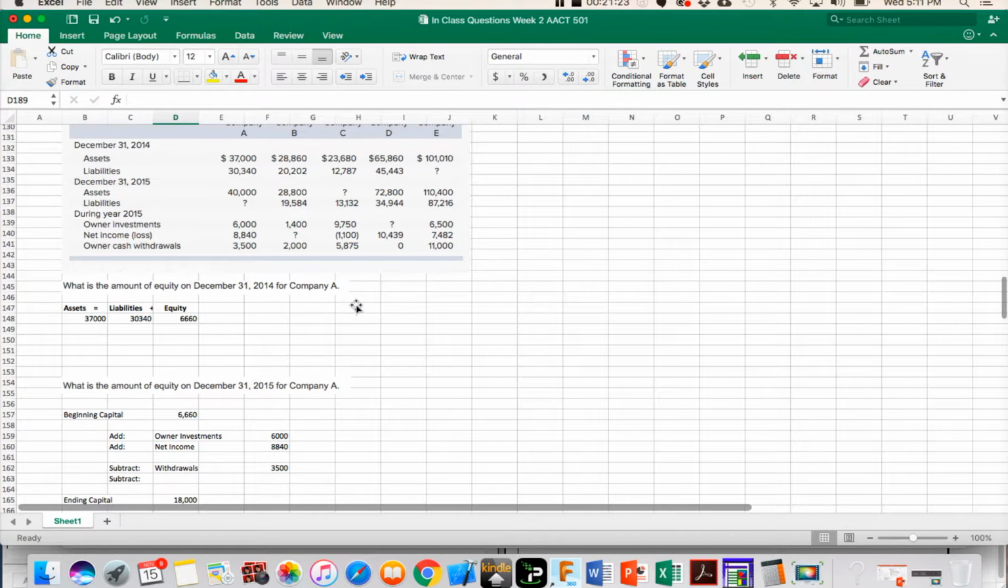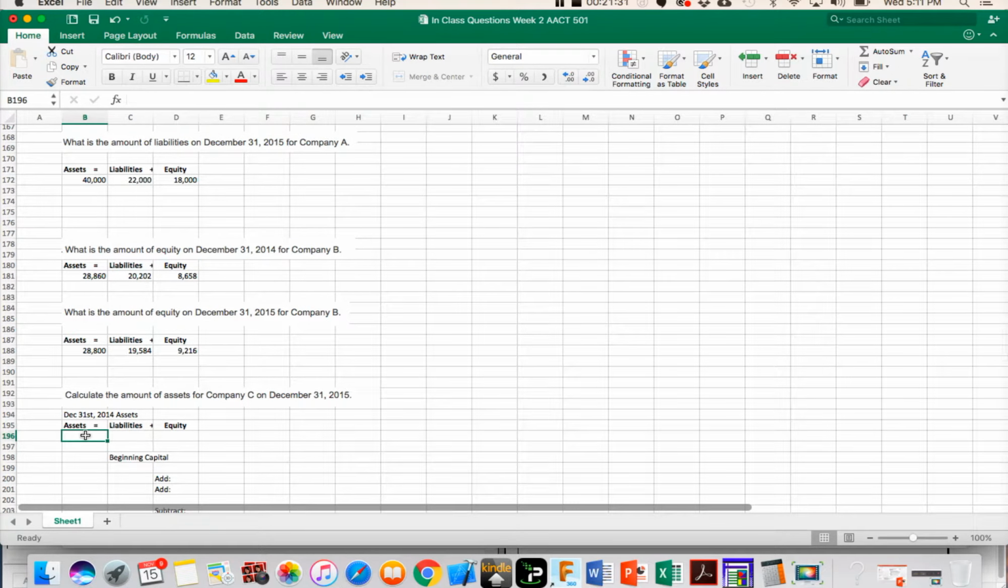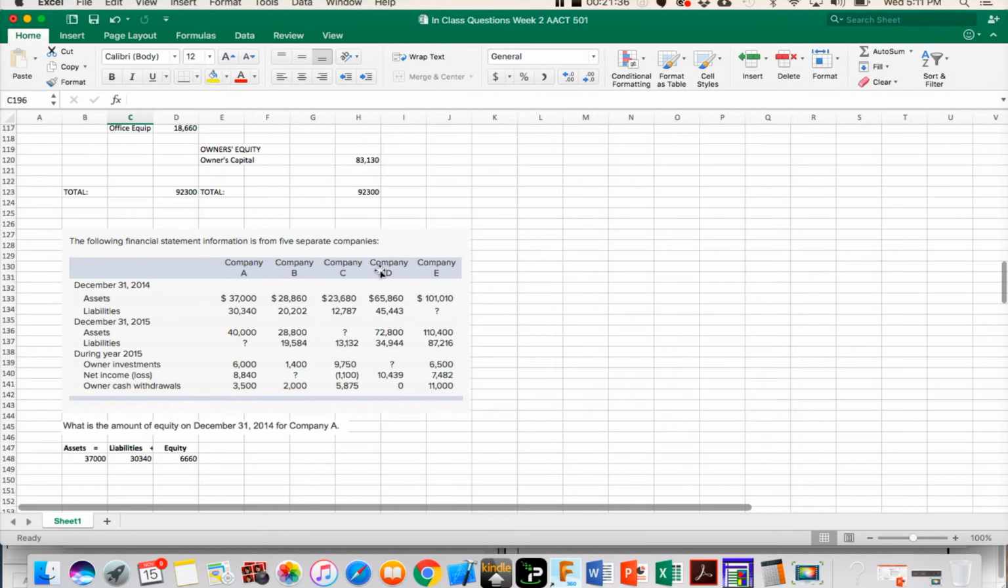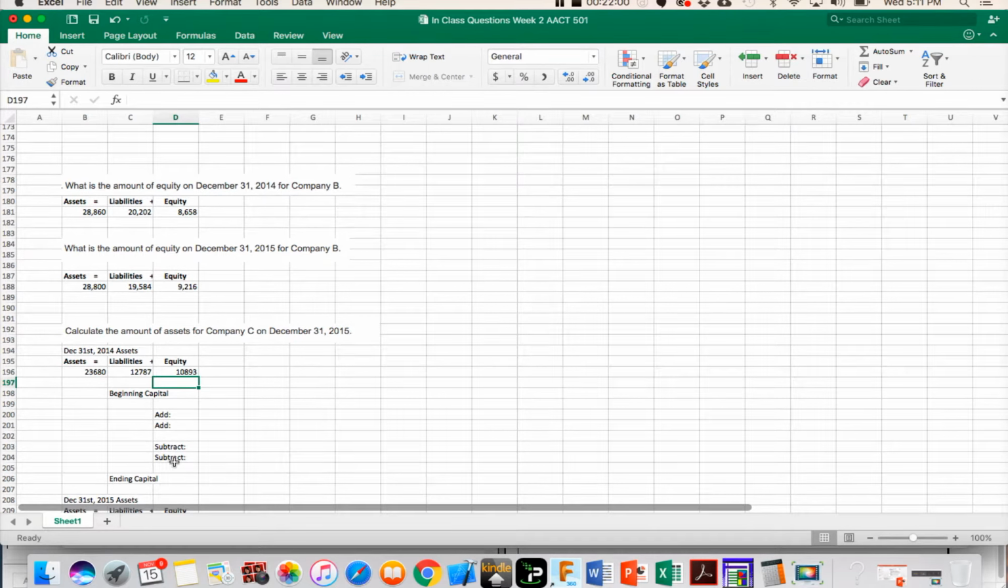All right, so first step, find out equity here. So we got assets, $23,680. We got liabilities of $12,787. To find equity again, we're just going to take assets minus liabilities. So we've got this number minus this number. Whoops, I did that twice. Minus this number. And that gives us our equity for the year.